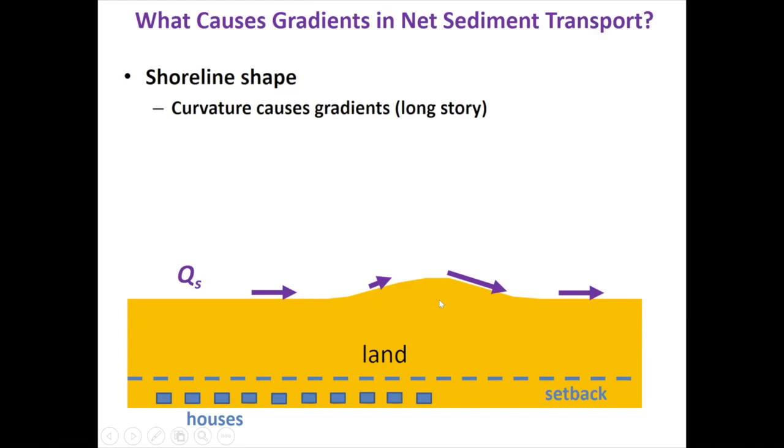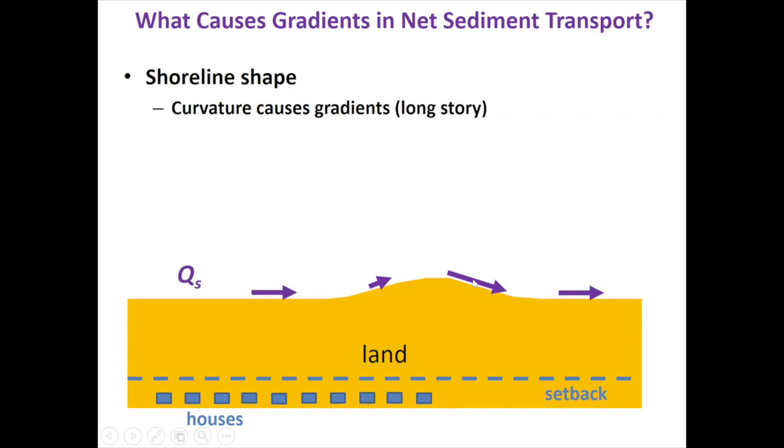But it doesn't take very much of a curvature in the coastline to actually give you a gradient in the longshore transport that can cause a very noticeable erosion or accretion in some places. And the way I've drawn it here, along this part of the coastline, we've got an increase in the net alongshore transport.